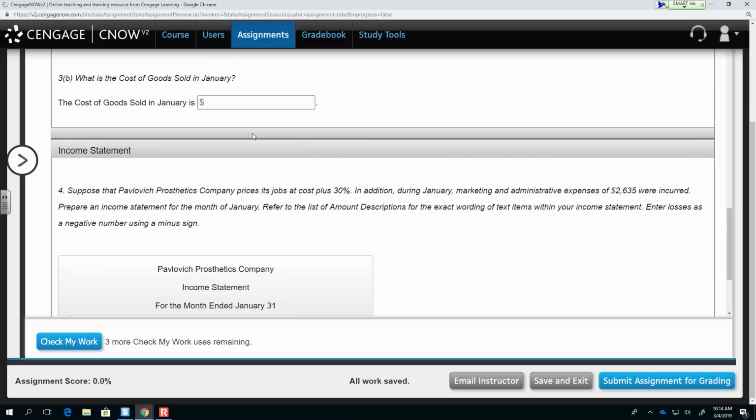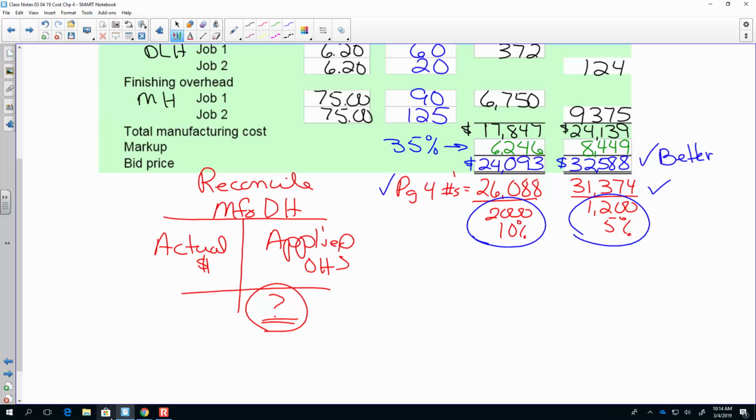And the selling price is cost plus 30%, right? So we had in our example 35. So that's how we get the sales price, right? This bid price that we just did here is the sales price.